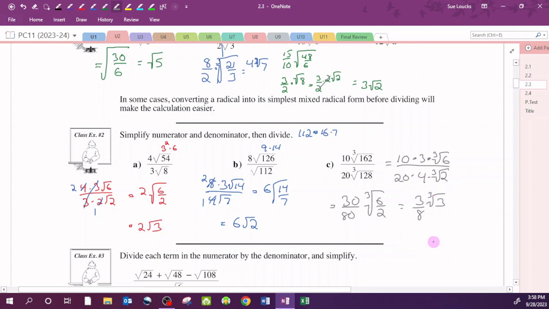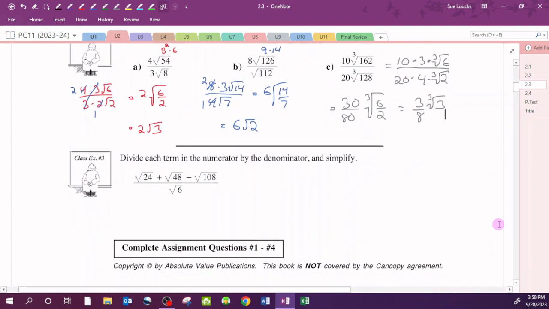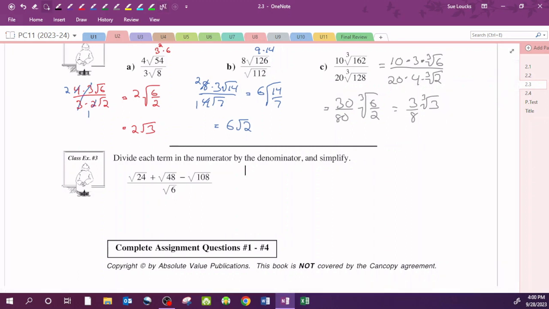There we go. Okay, so I hope you see that we're just taking each little piece of it and we're just dealing with one step at a time. If you try and do too much, that just becomes really, really awful. Okay.